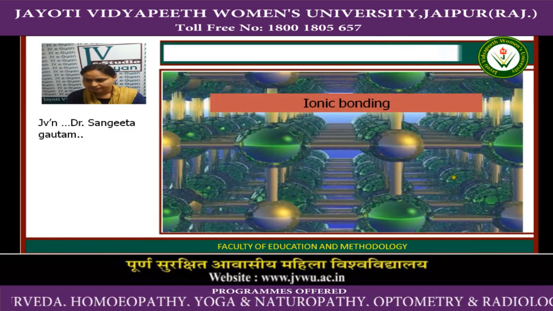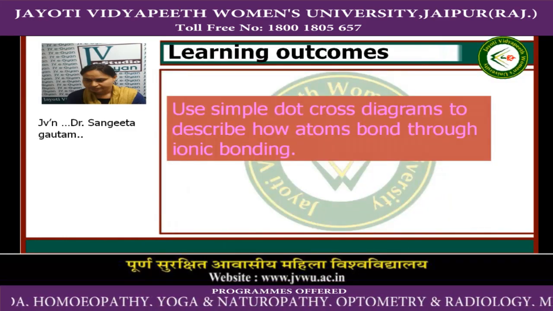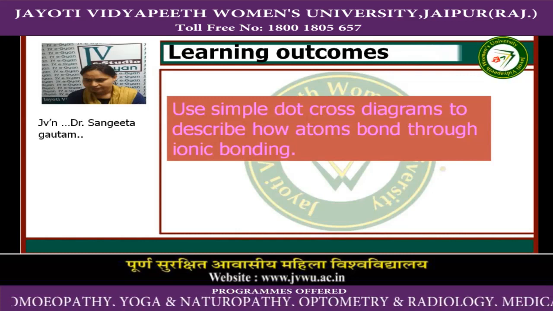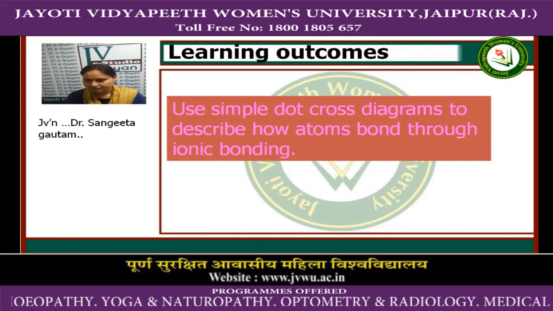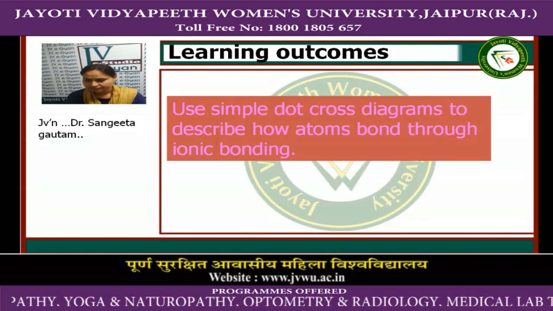Ionic bonding means the bonding between different ions, different cations and anions. The learning outcome from this topic is to use simple dot-cross diagrams to describe how atoms bond through ionic bonding.